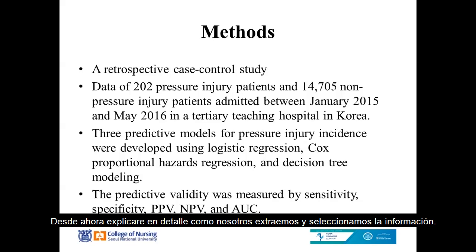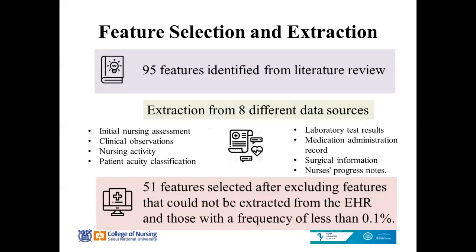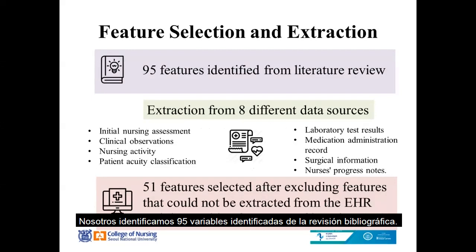From now on, I will explain in detail how we extracted the data. First, we reviewed literature on pressure injury to identify features which are related to the occurrence of pressure injury. We identified 95 risk factors from the literature review. Then we explored where we can find these features in the EHR. We identified 8 different data sources.